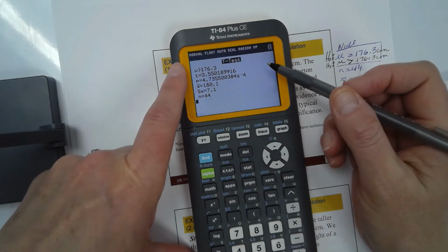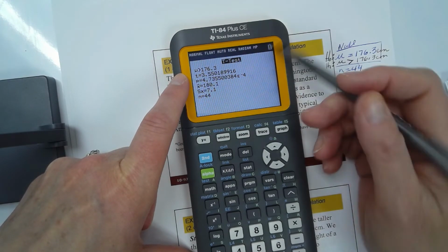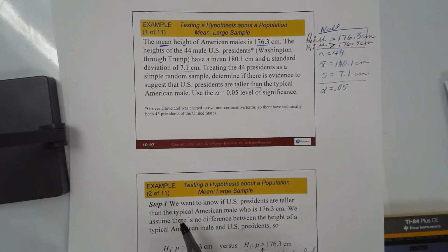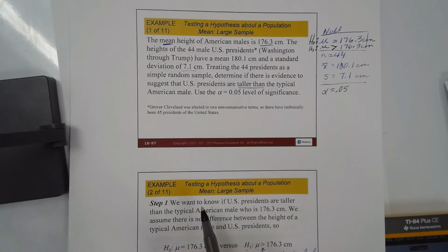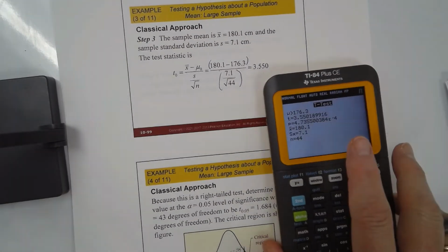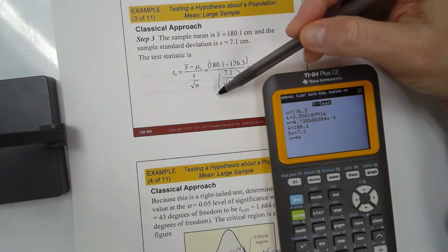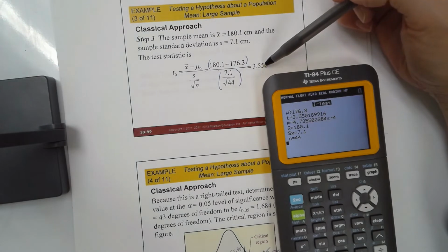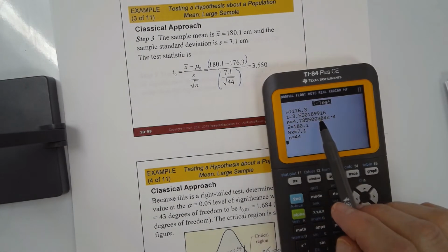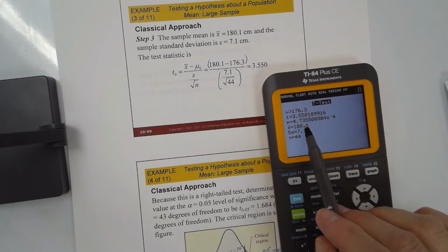It's going to give you the t value, which is the test statistic for a mean. So 3.55 is what we calculated right here, 3.55. Make sure when you put that in your calculator that you put parentheses around the numerator and the denominator, because otherwise you won't get that. That's the first thing it gives you when you do the t-test. The second thing it gives you is the p-value.